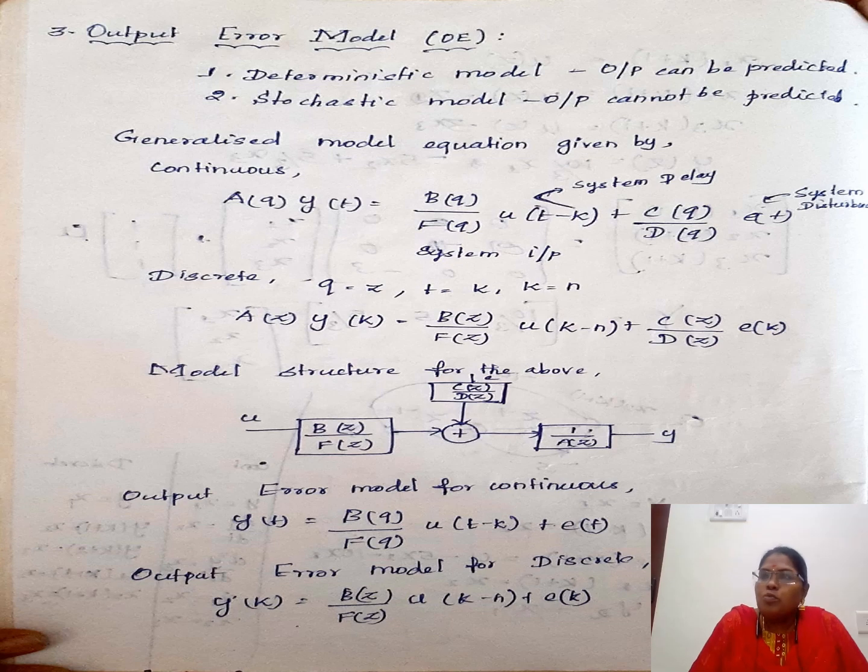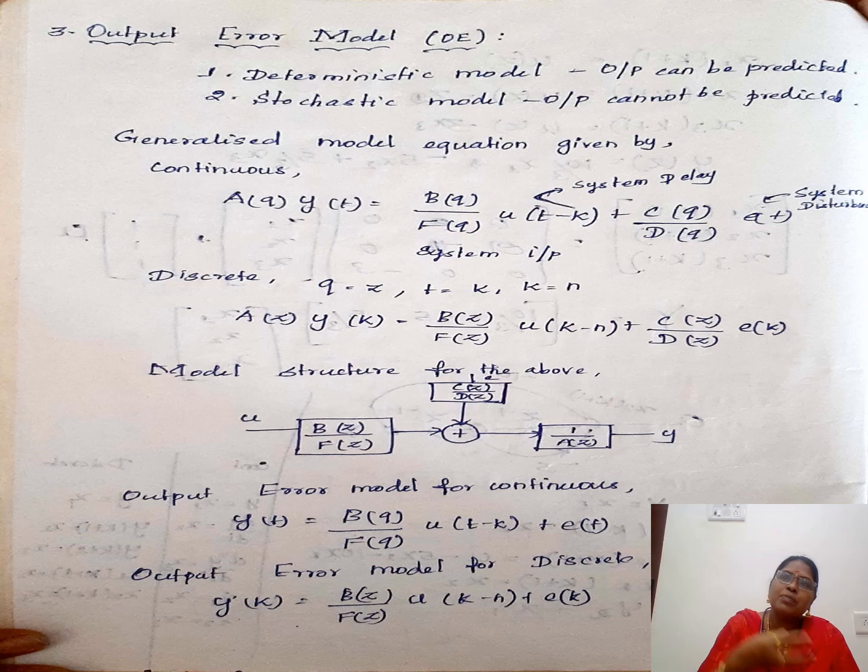So next comes the output error model. We call it an OE model. There are two types of output error model: one is the deterministic model, and the other is the stochastic model. A deterministic model is one where we can easily predict the output.